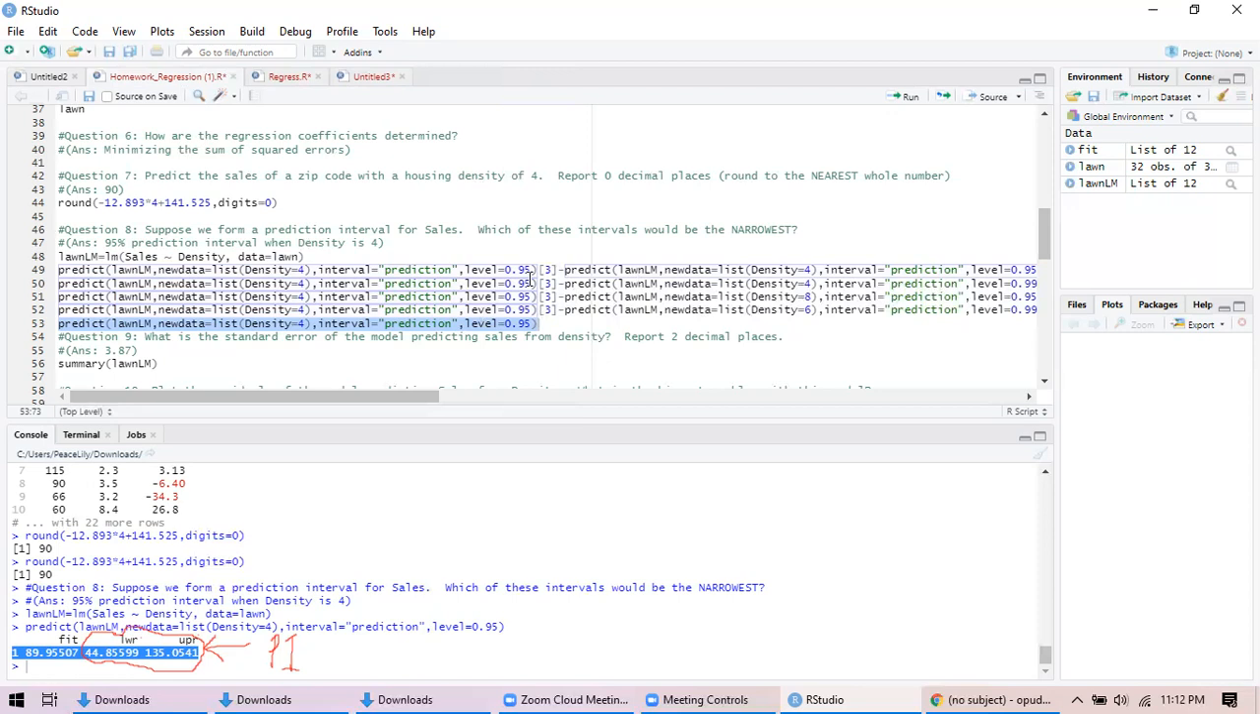So then the lower here is 44.85 and the upper is 135.5.